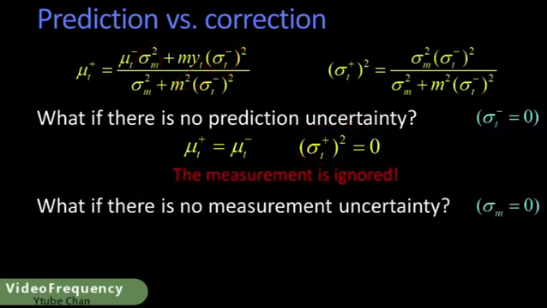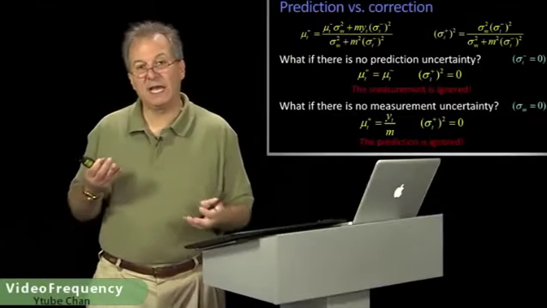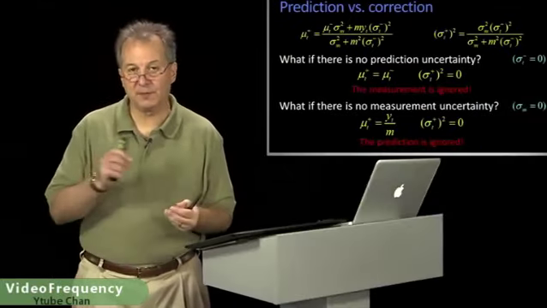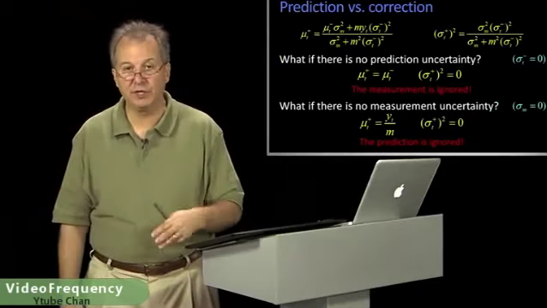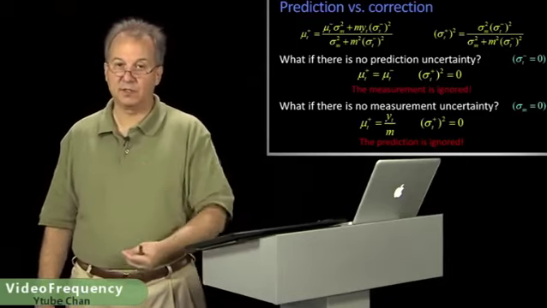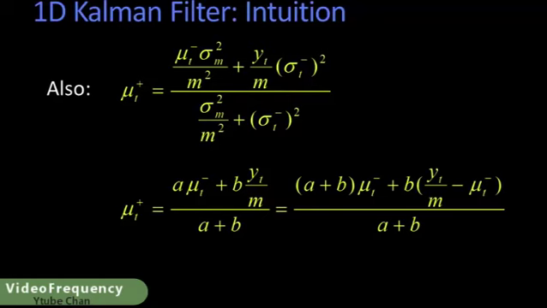Likewise, what if there's no measurement uncertainty? Suppose your measurement's perfect. What should you do? Well, if you plug sigma m equal to 0 in here, you'll see that mu t plus, your new best guess, is just the measurement divided by m. That is, it's just the measurement's guess as to what x is. You're totally ignoring the prediction. And this is what Kalman does for you. It gives you this trade-off between how much you pay attention to the prediction versus how much you pay attention to the measurement, as a function of the uncertainty of the prediction and the uncertainty of the measurement. And that's what makes it so powerful. All right, now I'm going to make some simple changes with A and B.